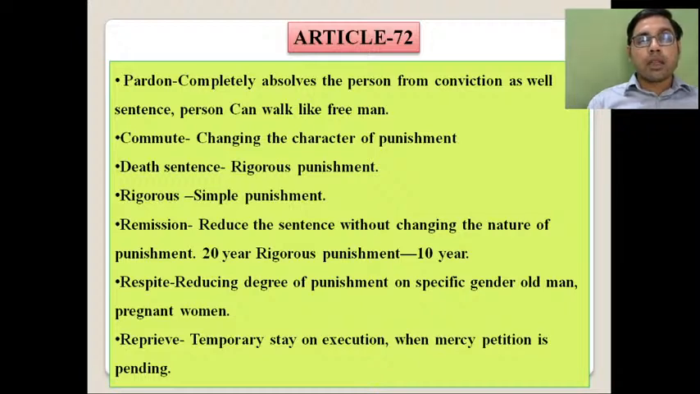कम्यूट में क्या हो रहा है, we are just changing the character of punishment. So commute is changing the character of punishment, meaning if you have been awarded a death sentence, it got changed to rigorous imprisonment, and if you got rigorous imprisonment, it got changed to simple punishment. So changing the character of punishment, that you have to keep in mind, that is commute. केवल पनिशमेंट के कैरेक्टर को चेंज किया जा रहा है. रिमिशन में without changing the nature of punishment, अमाउंट ऑफ पनिशमेंट को reduce किया जा रहा है.